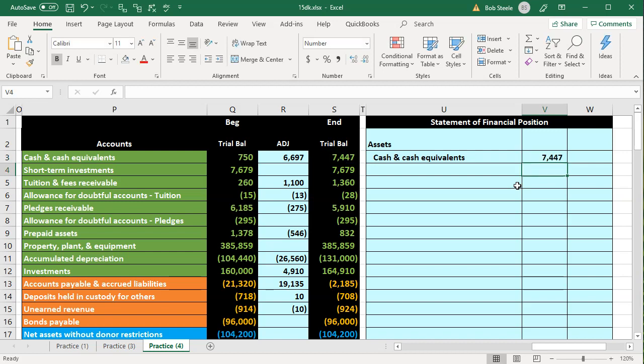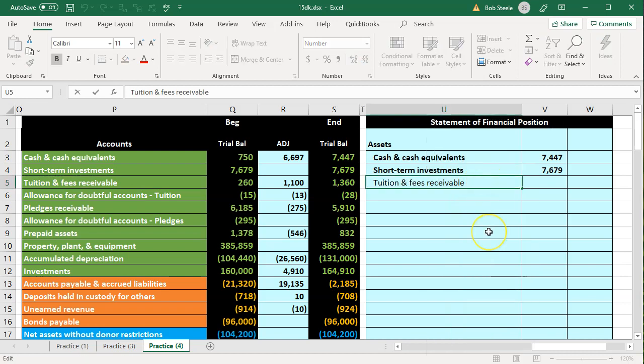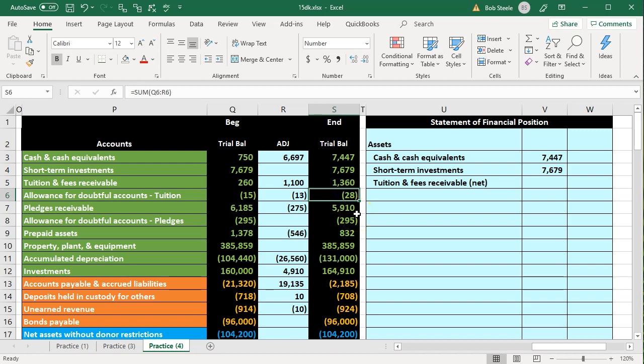7,447. Then we're going to have the short-term investments. In cell V4, we're going to say that is equal to that 7,679. And then we've got the tuition and fees. Now I'm going to record these net. I'm going to copy this, therefore, paste it as values instead of having a formula so that I can write the word at the end of it, net. And what that means is I'm going to record it net of the allowance for doubtful accounts, which is a contra account, which basically is the estimated amount that we believe is going to be uncollectible of this amount.